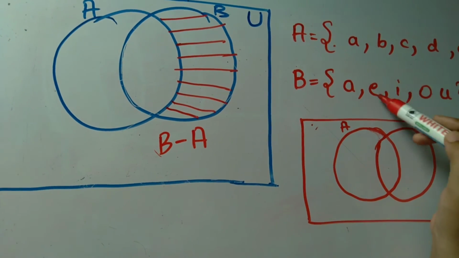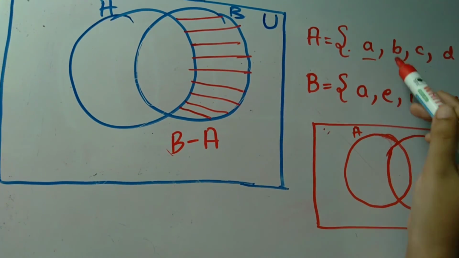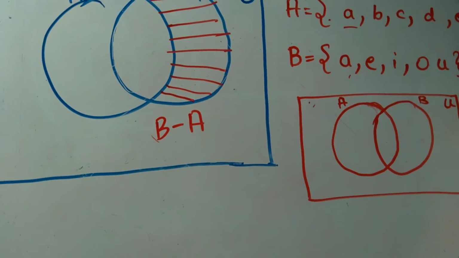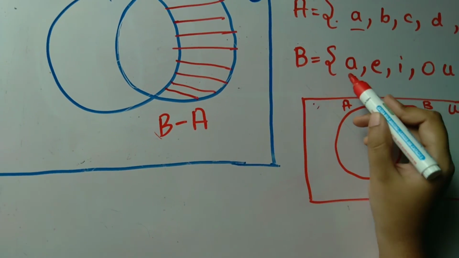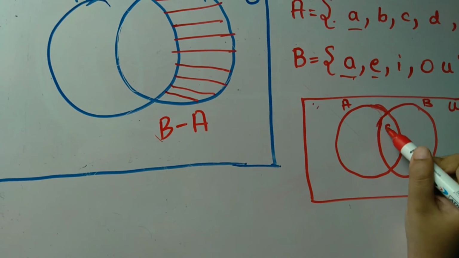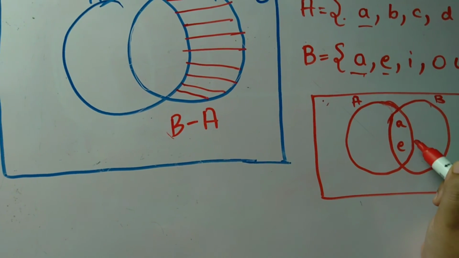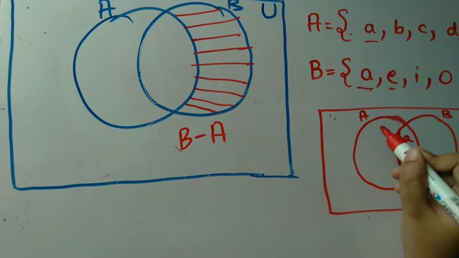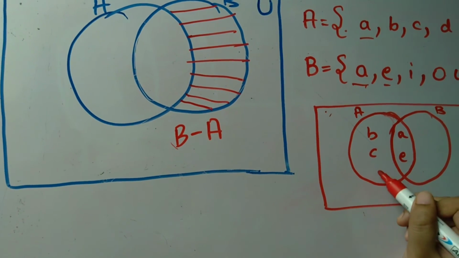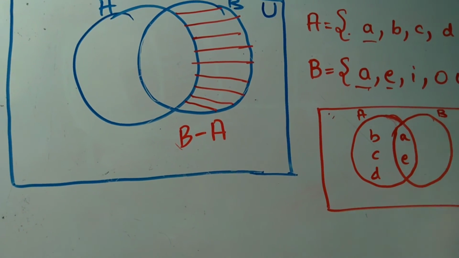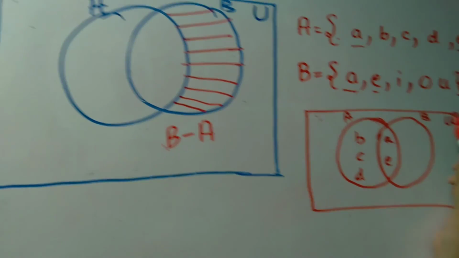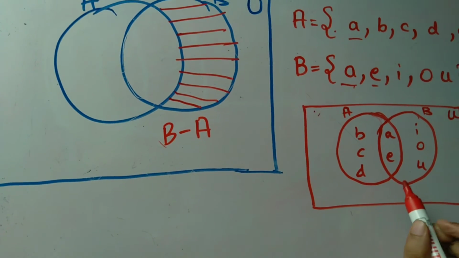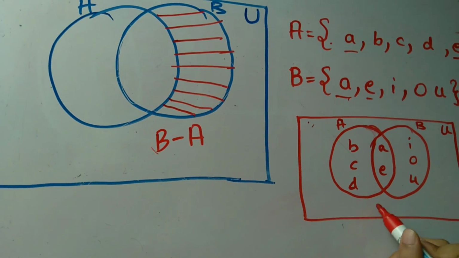So what are the common elements in set A and set B? A is there. Is b there? No. c there? No. d is not there. So a and e are common in A and B. So we are writing common elements in the intersection area. a and e are common, and leftover elements we will write in their respective areas. b, c, d we have to write in A. So i, o, u in B.